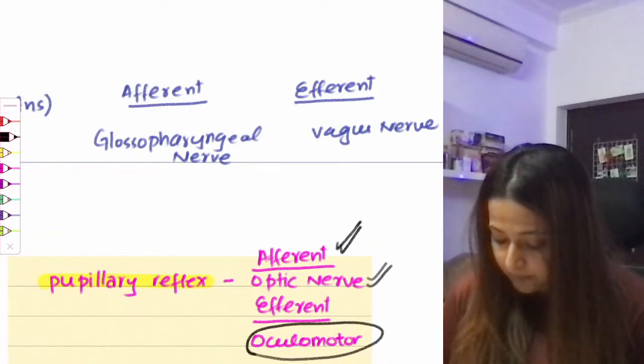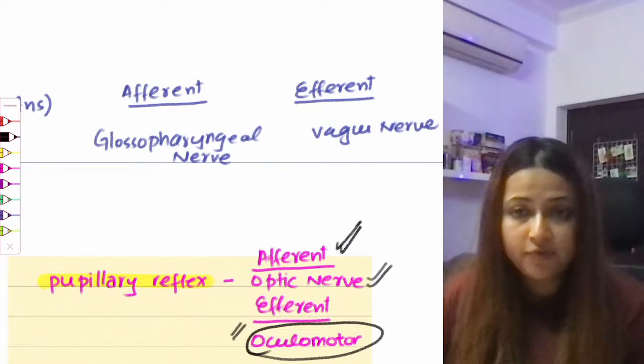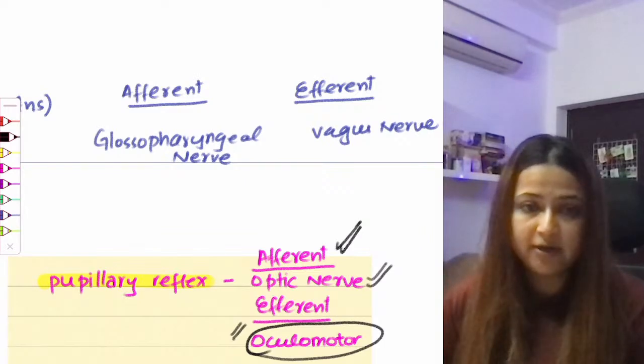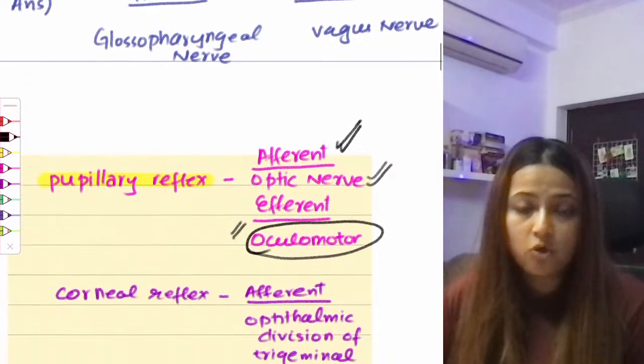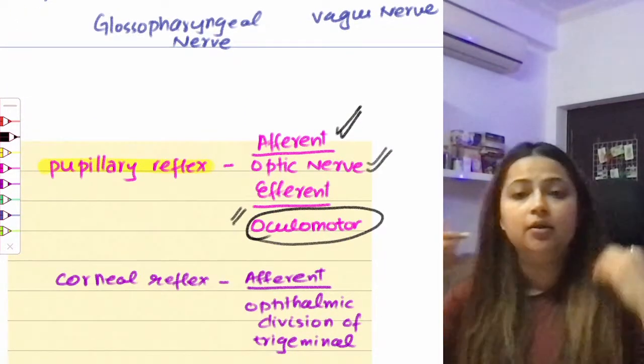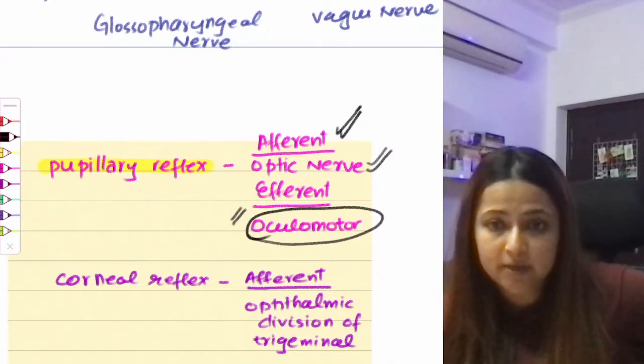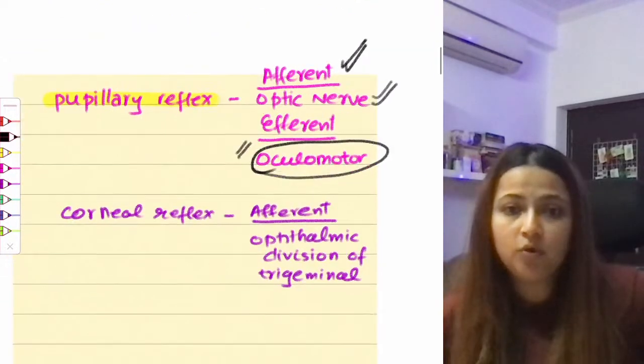Now guys, this is the homework. Oculomotor nerve is really, really important. So please read about it. This is a really important cranial nerve, all right? Then corneal reflex. The afferent component of the corneal reflex is the ophthalmic division of the trigeminal nerve. That is the first division, all right?